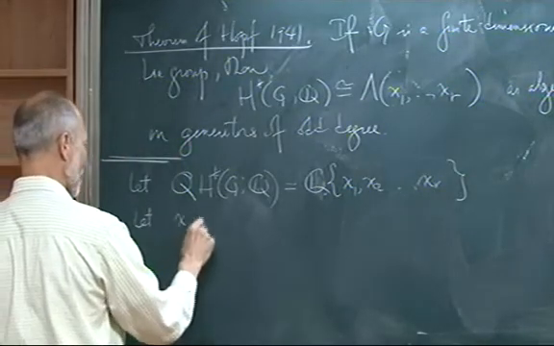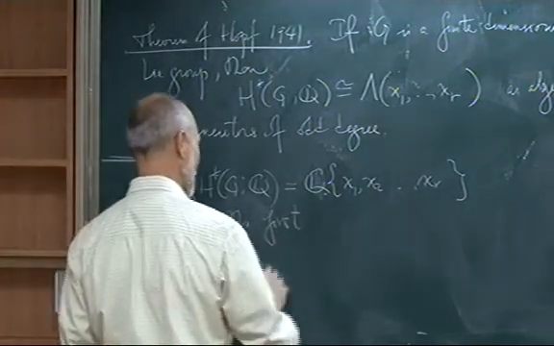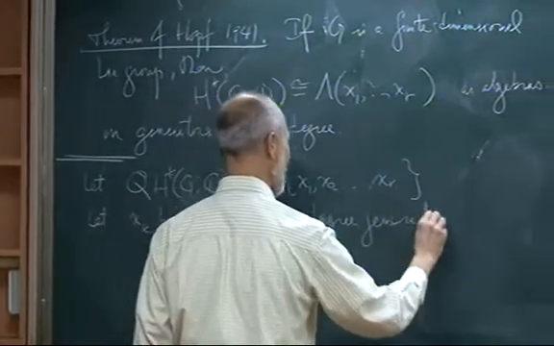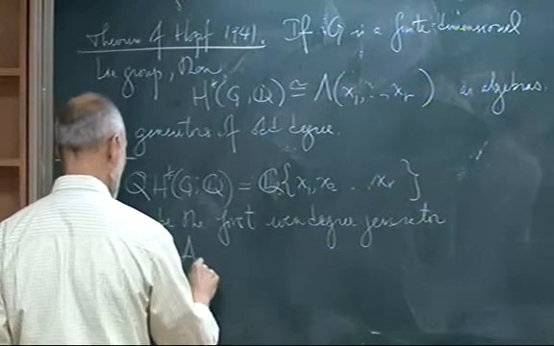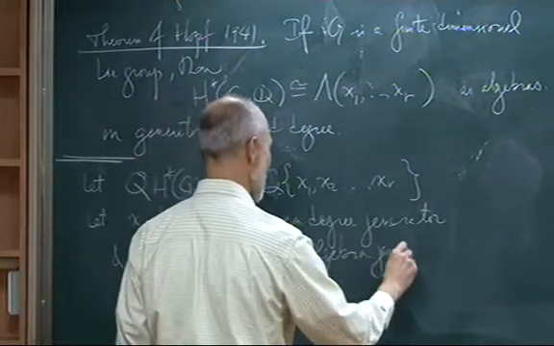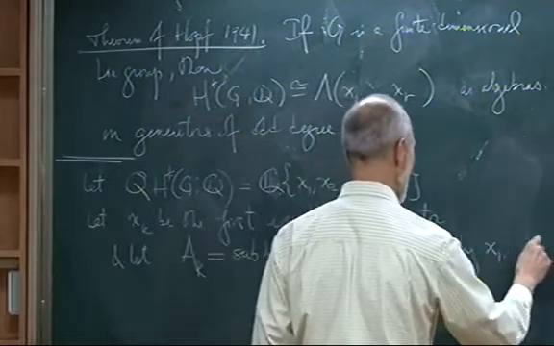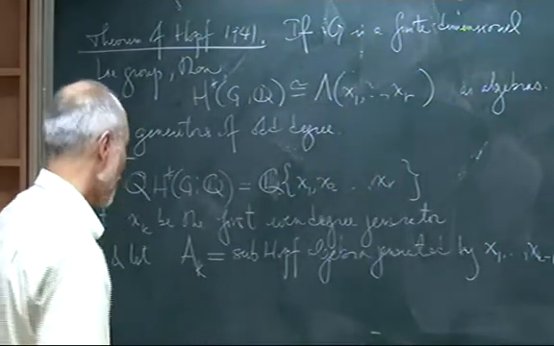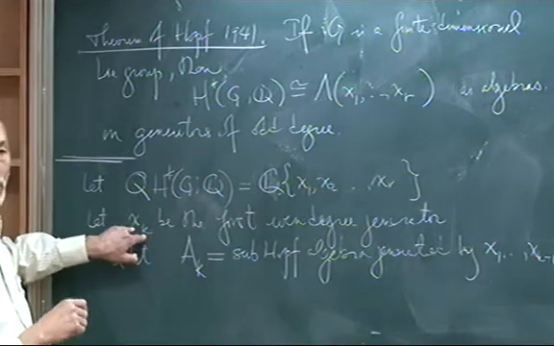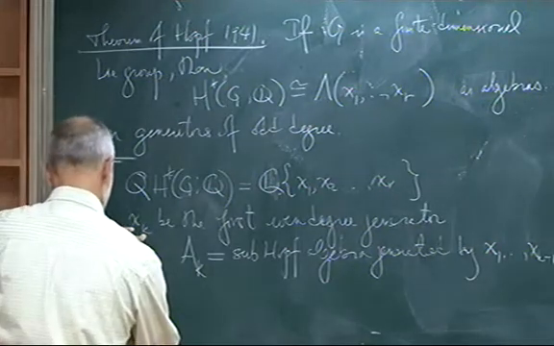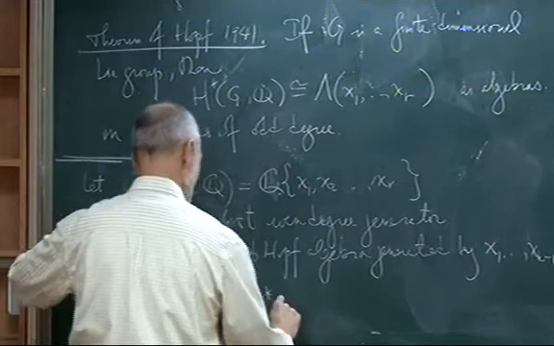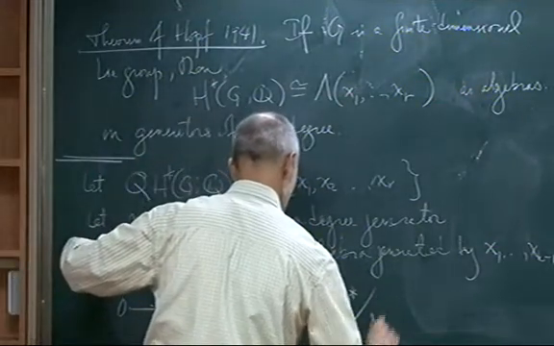And let's let x_k be the first even degree generator, and let's let A_k be the sub Hopf algebra generated by x_1 up to x_{k-1}. And what I'm doing here is I'm setting up a situation where I can make this into a primitive generator. So if I look at this exact sequence where I take A_k, map it into the H star here, and then map into the quotient.